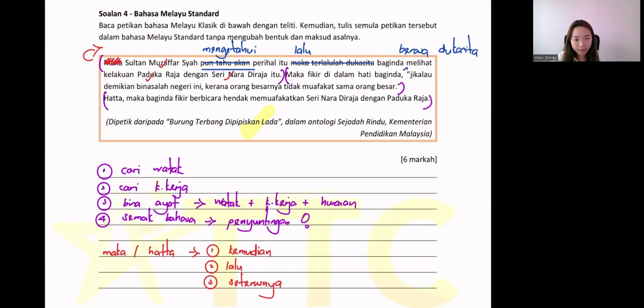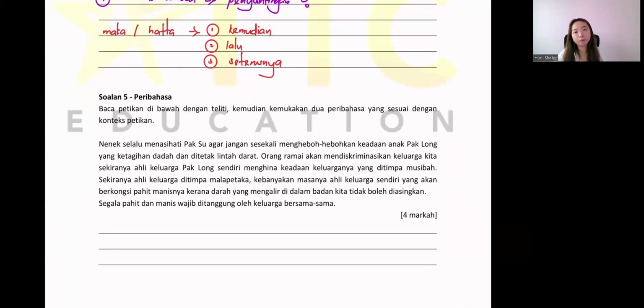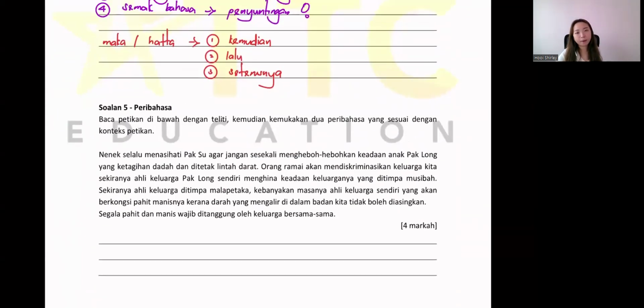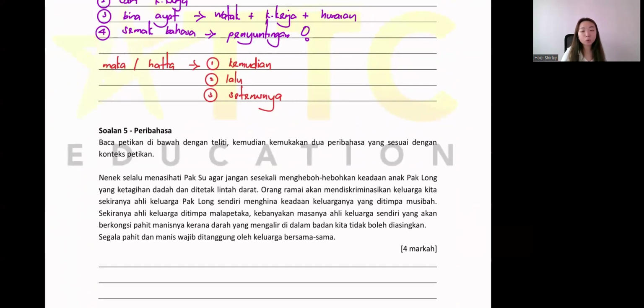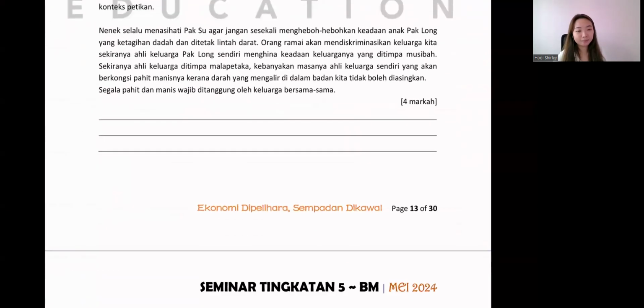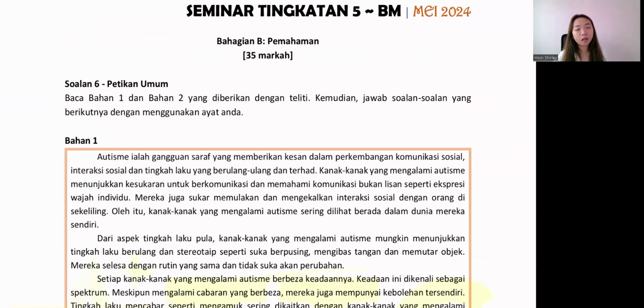Then after that, here's the peribahasa. So for the peribahasa, basically, if you know, then you know. If you don't know, then please spend the time on the rumusan, BMS, morphology, syntax, all this. So this one, try your best. Then we come to the petikan umum, which is the bahagian B.